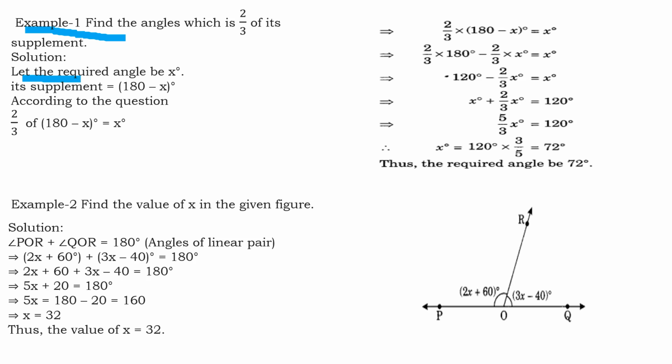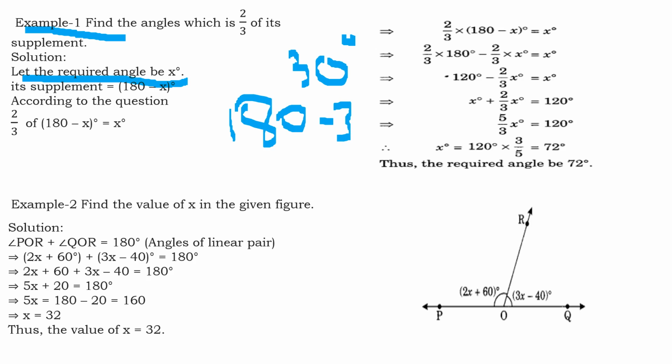So let us assume the unknown angle is x and its supplement will be 180 minus x. Why 180 minus x? Because if I say one of the angles is 30 degrees, then its supplement will be 180 minus 30, isn't it? Yes. Same way, if one of the angles is x, its supplement is 180 minus x. Then according to the question, 2 by 3 of 180 minus x is x degrees, because it is given that the angle is 2 by 3 of its supplement. So 2 by 3 of its supplement is equal to the unknown angle.